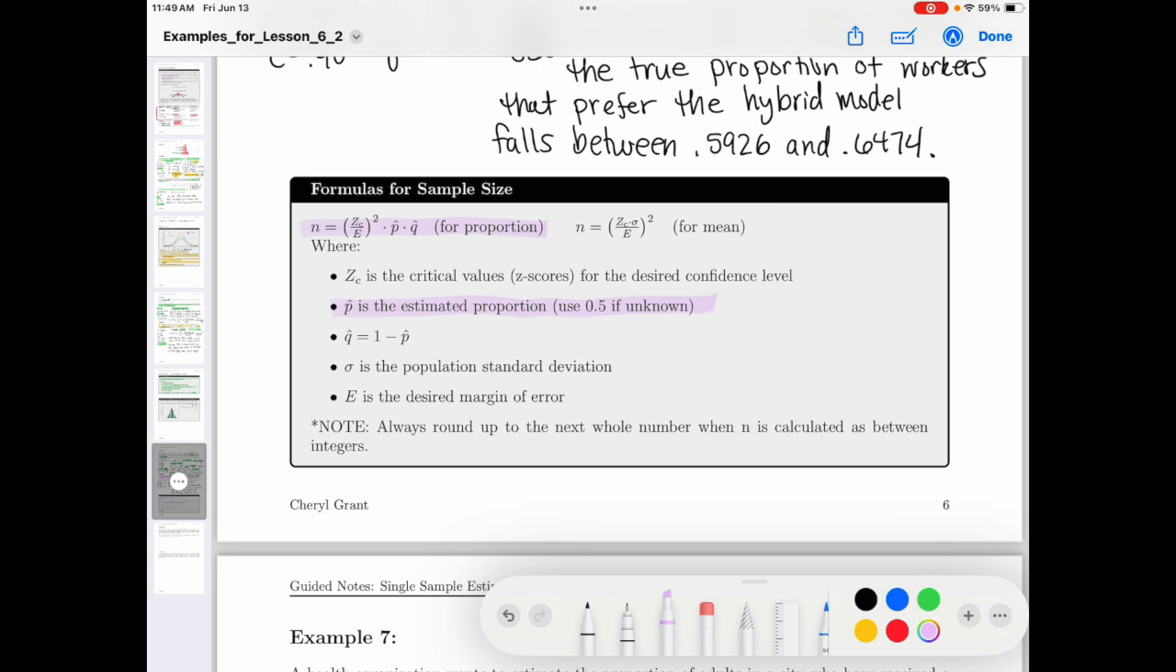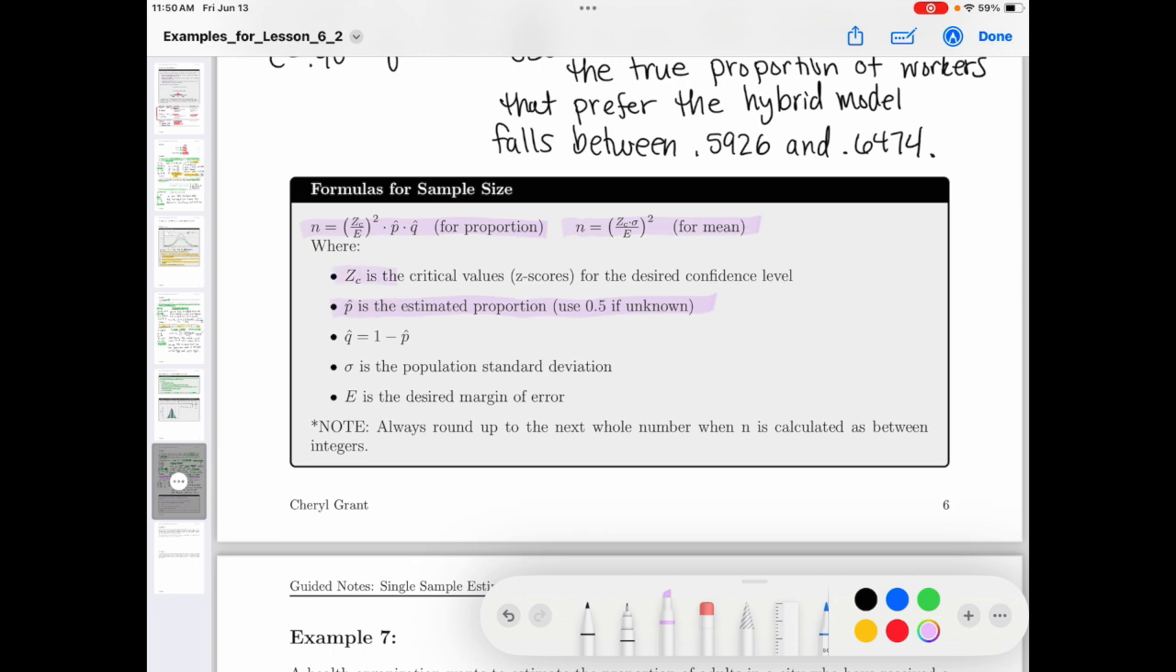When you're trying to find a confidence interval for a mean and you want to find the sample size, you want to use this formula, which is z critical times the standard deviation divided by the error, and you take all that and square it. And then no matter which formula you use, you always want to round up to the next whole number.